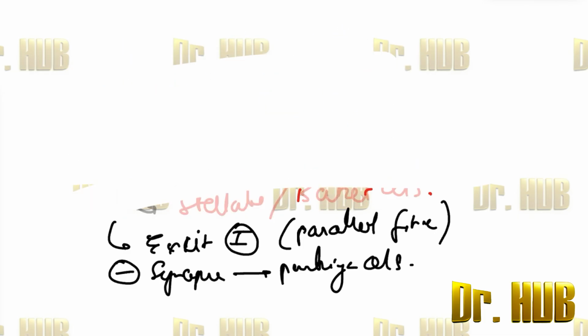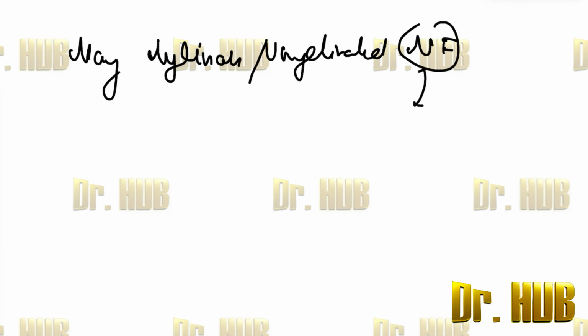They contain many myelinated and unmyelinated nerve fibers, and this gives rise to a pale appearance on H&E staining.